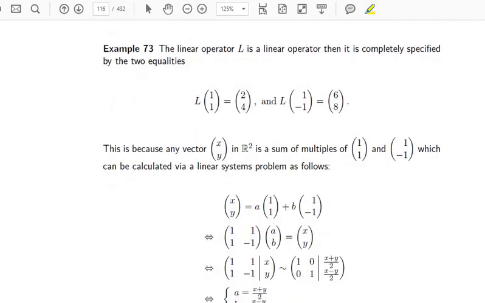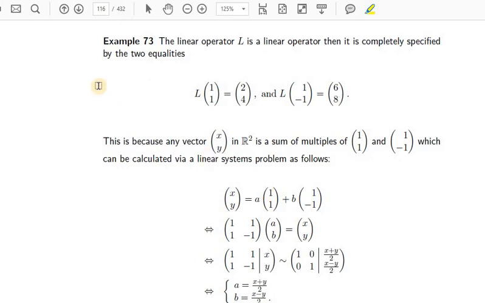Okay, here's another example. So you take the linear operator L of (1, 1) equals (2, 4). L of (1, -1) is (6, 8). Now we know that L of any linear combination of these two can be obtained as a linear combination of the two output vectors. Now in fact, I can write any vector in R2 as a linear combination of these two. How do I know that?